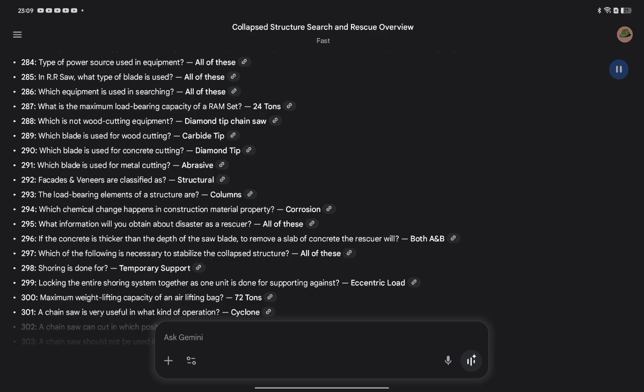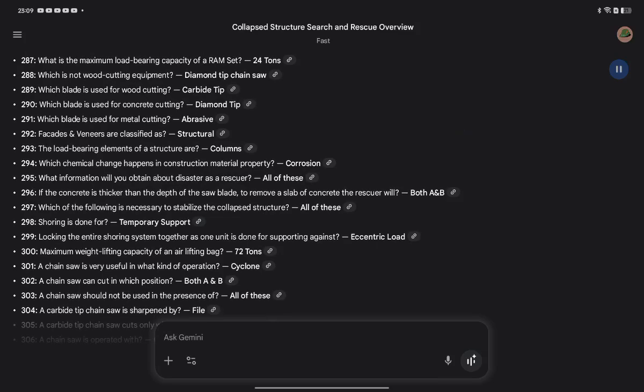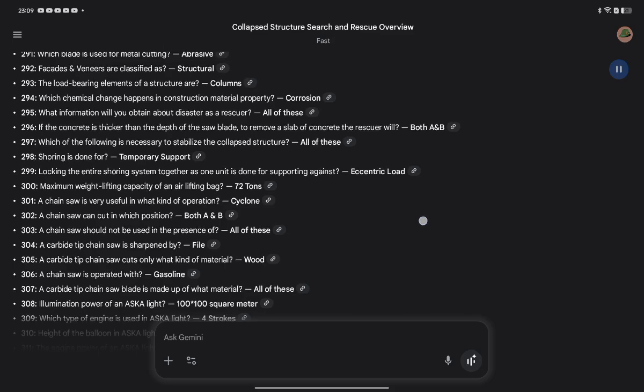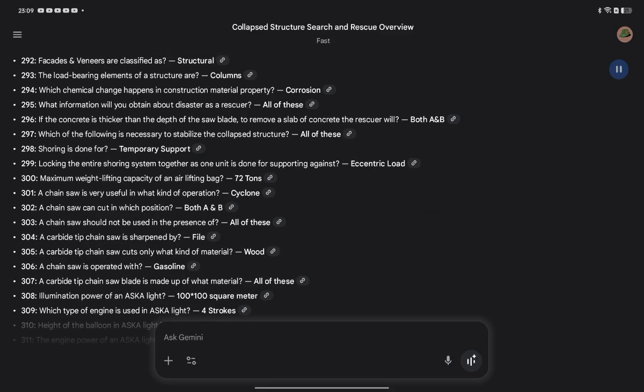Diamond tip chain saw. 289. Which blade is used for wood cutting? Carbide tip. 290. Which blade is used for concrete cutting? Diamond tip. 291. Which blade is used for metal cutting? Abrasive. 292. Facades and veneers are classified as structural. 293. The load-bearing elements of a structure are columns.